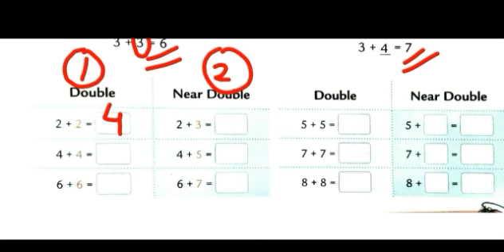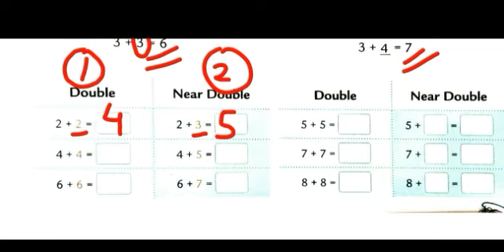Now we need to know the number near to double. So in place of 2, we will add one more to 2. That is, it will become 3 here. So now add 2 and 3. What is the answer you will get? 5. So 5 is near to the double. Okay. Now see the next example.